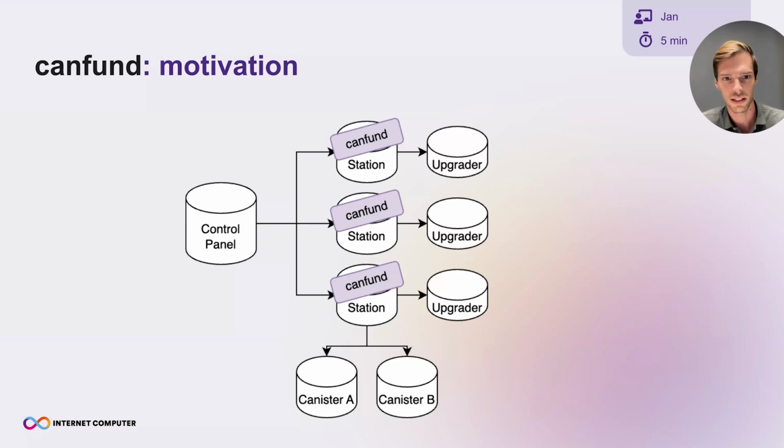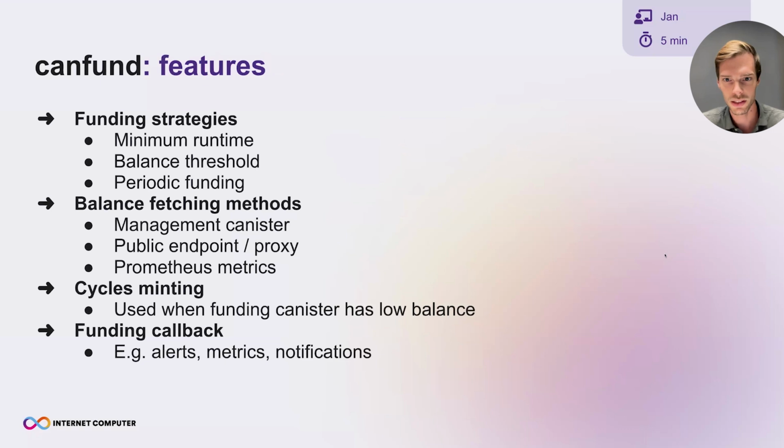On the next slide, there is a brief list of features of what Canfund can do and can be configured to do. First of all, there are different funding strategies. Canfund can configure a different funding strategy for each canister. It could be based on a minimum runtime, which is calculated from the average consumption of the canister. It can also be based on a balance threshold, whenever the cycle balance goes below it, and it can also be periodically funded with a fixed amount of cycles every funding round.